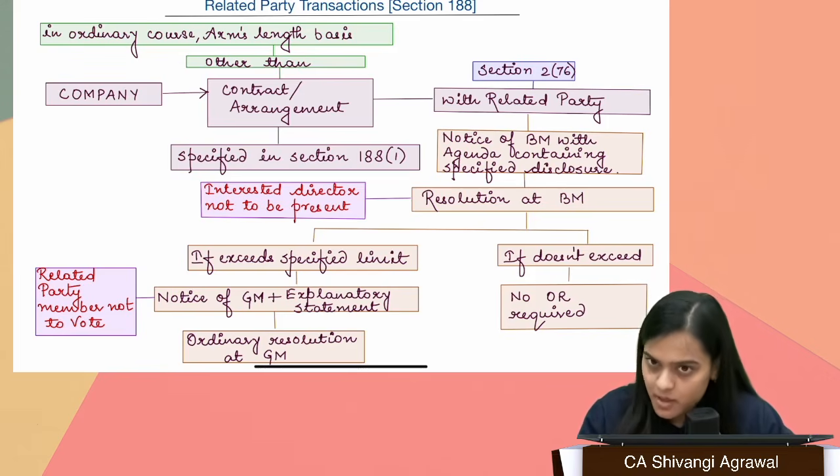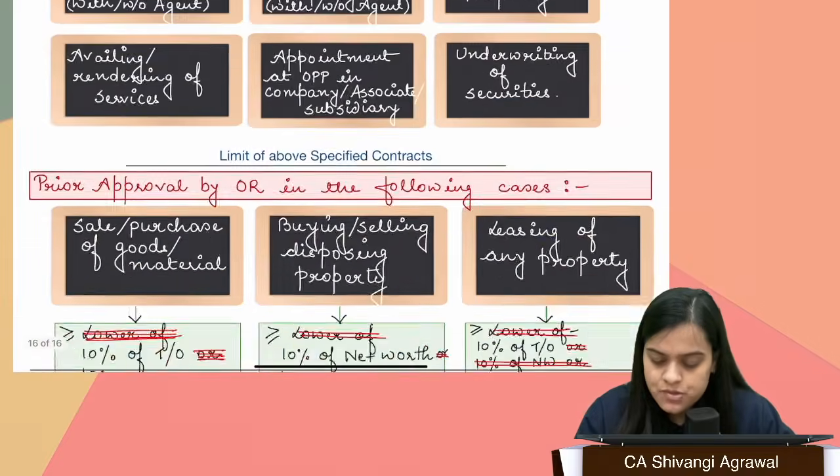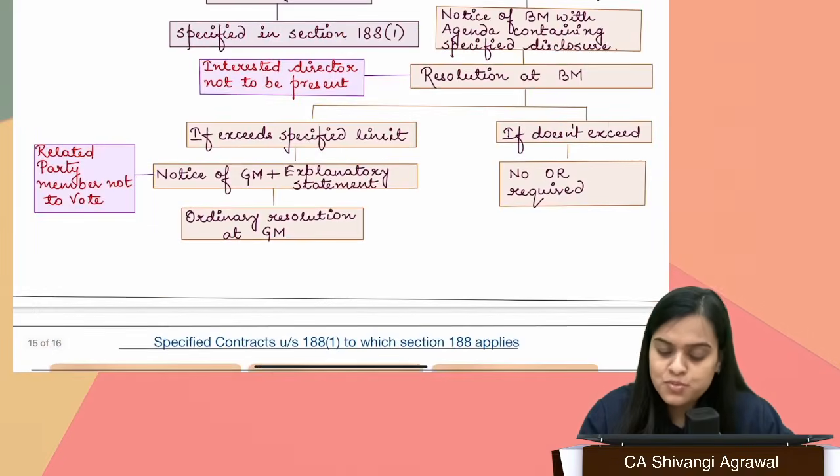You also have the exemptions, which I have told you, like it's not applicable to the case of compromise, arrangement, amalgamation, etc. So that's it for the revision of this particular chapter.